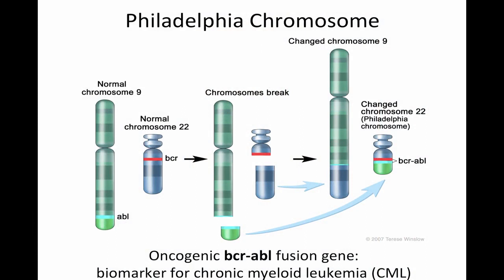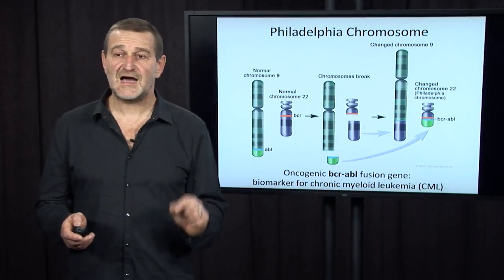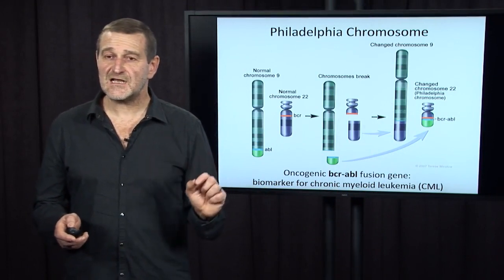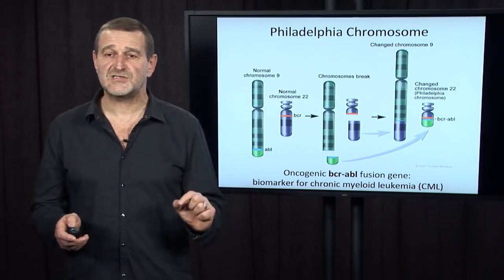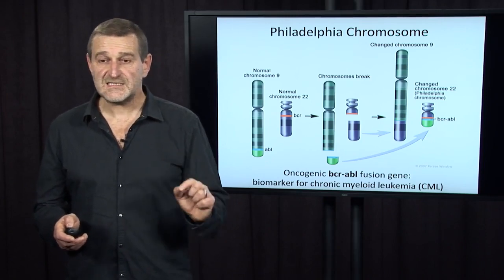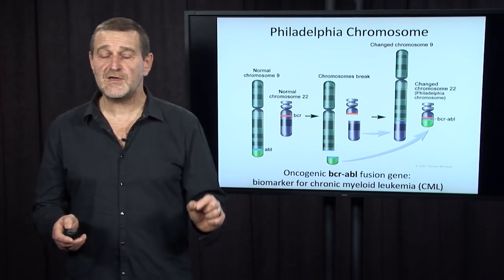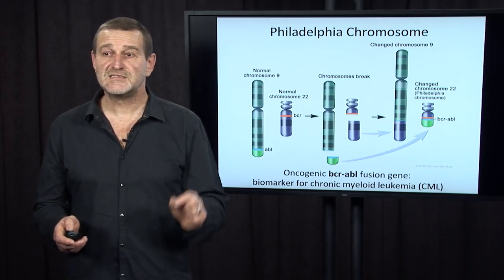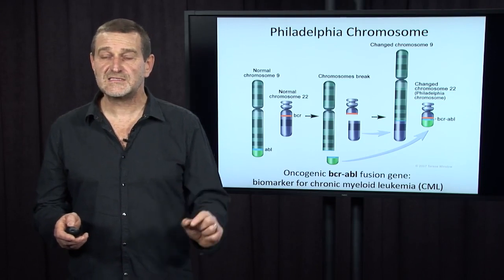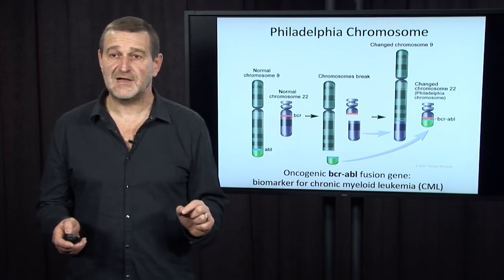As a result, something happened. Genes ABL and BCR that were located on different chromosomes in normal human genomes are now located on the same chromosome next to each other. And as a result, it destroys the regulation of these genes and leads to a disease called chronic myeloid leukemia, or CML. It's actually this fusion, this oncogenic fusion gene, that is a hallmark of CML.